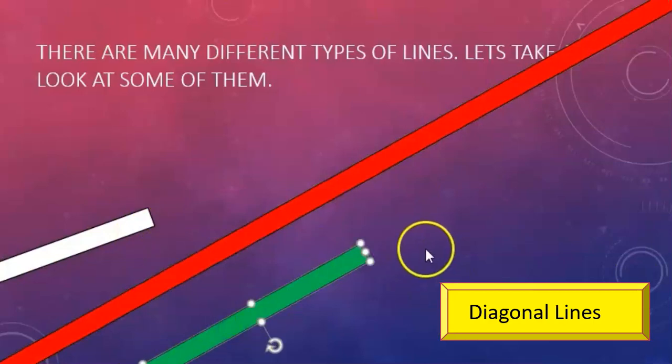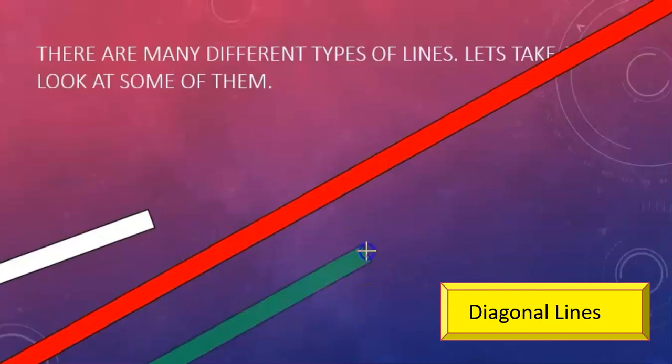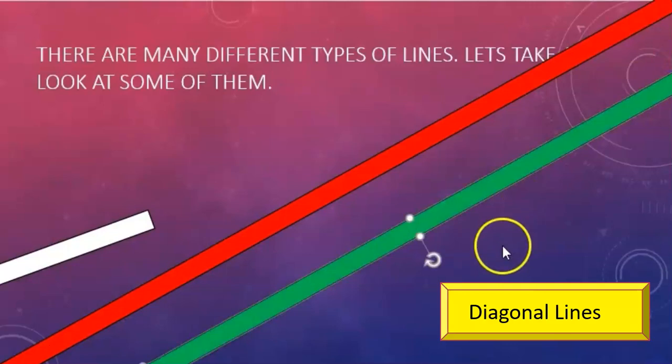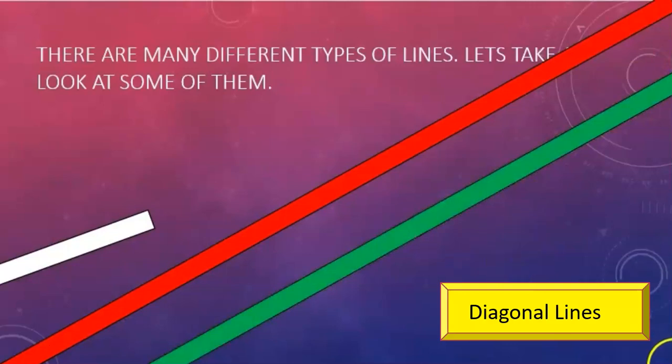This green line is travelling from the bottom of the screen to the right-hand side of the screen. It is travelling diagonally. It is not parallel with the vertical sides, and it is not parallel with the horizontal top and the horizontal bottom. But it is parallel with the red line, because they are both travelling beside each other in the same direction without ever getting closer to each other or further away from each other.